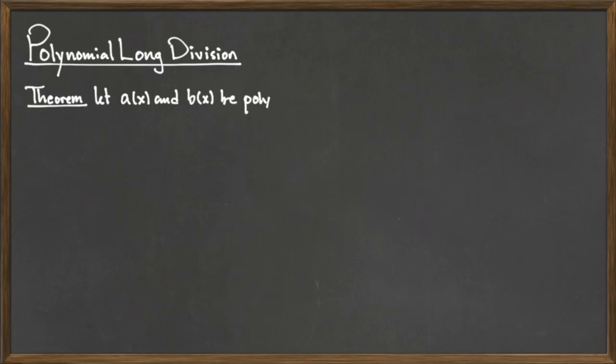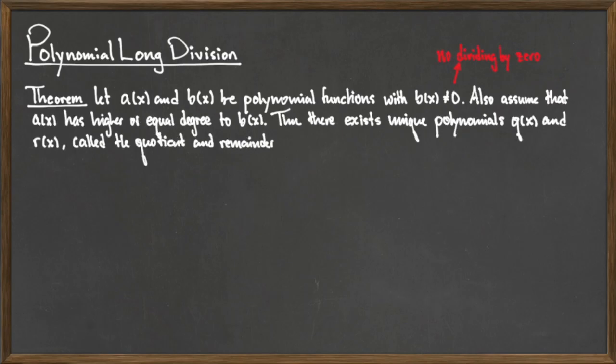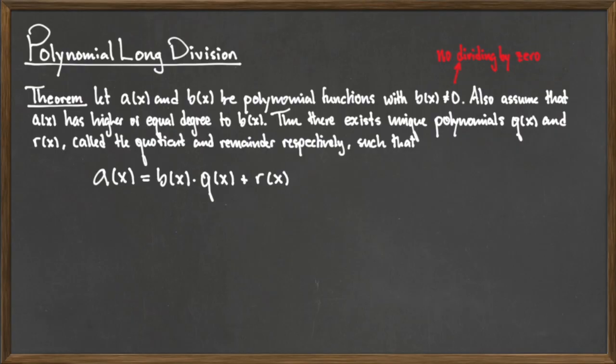It turns out that polynomials behave very similar to numbers in this respect. We can actually divide polynomials by each other, and let's formalize that in the following theorem. Let a and b be polynomial functions, where b is not identically equal to 0. We make that statement because I don't want to divide a polynomial by the number 0. It turns out that I'm allowed to divide a by b, and I get in return unique polynomials q of x and r of x that would be called the quotient and the remainder. And when I do this, I can express a as being equal to b times the quotient plus the remainder.